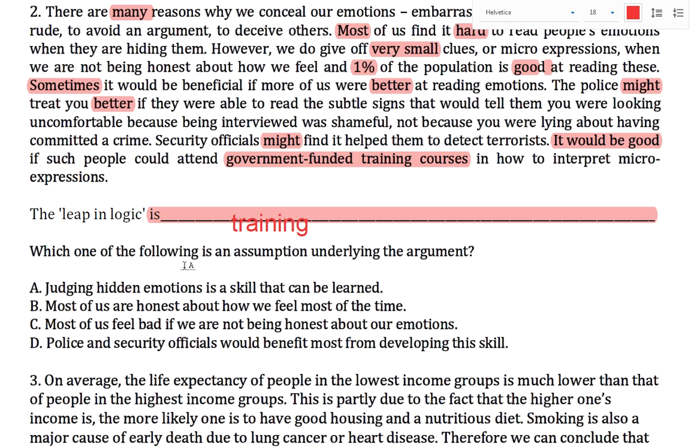Right, which one of the following is an assumption? And training, what phrase fits with that? It's that judging hidden emotions is a skill that can be learned. Right? It's assumed. You went straight from going on, and it would be like talking about how useful it would be to read minds or something, right? You know, telepathy would be such a useful skill, blah, blah, blah. And therefore you'd say it'd be good if people could be trained in telepathy, right? And it's like, yeah, well, would be good, but not possible going by current scientific knowledge.